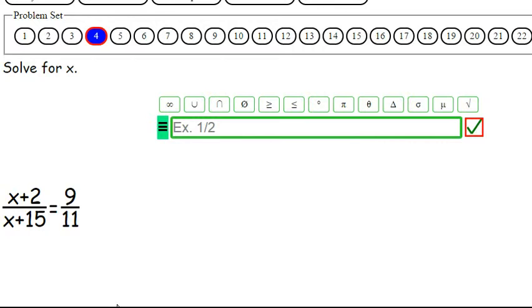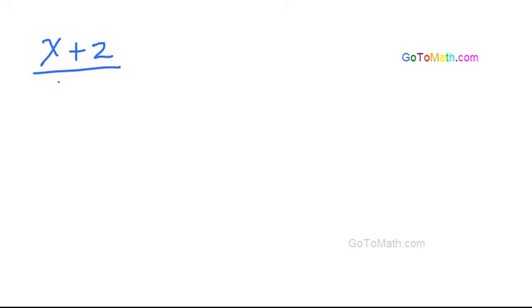We've got x plus 2 over x plus 15 equals 9 over 11. Okay. Before I fall asleep, we better get this problem done. We've got x plus 2 over x plus 15, I believe it is equal to 9 over 11. Alright, well, this one's not exactly cut and dry, that's for sure.